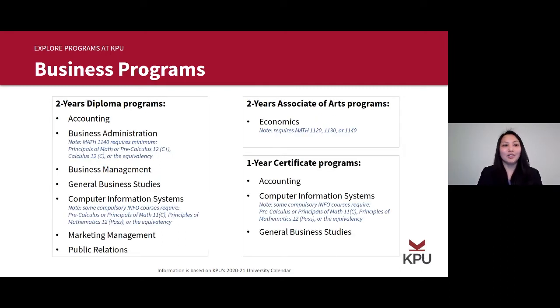We can also go through some of the 2-year programs and the 1-year programs. For the 2-year programs, we have diploma programs or associate of arts programs. For the diploma programs, we have accounting, business administration, business management, general business studies, computer information systems, marketing management, and public relations.